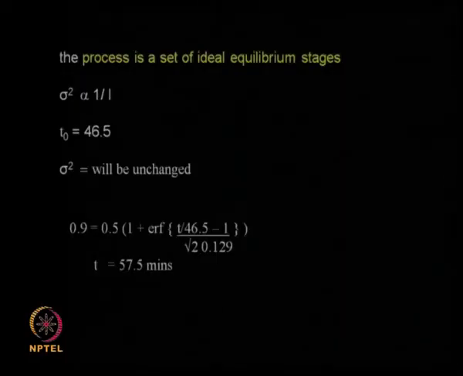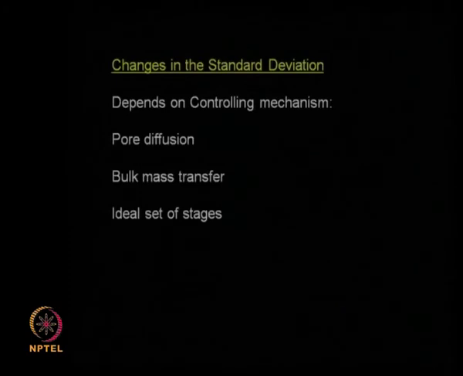So a chromatographic column can have different types of mechanism because you have a packed system and you have a liquid flowing from one end to the other end. So you may be having a bulk mass transfer taking place from the bulk of the liquid to the surface of the particles or the stationary phase. Then this particular solute gets adsorbed on the stationary phase and then they start diffusing inside the pores, so that could be controlling.